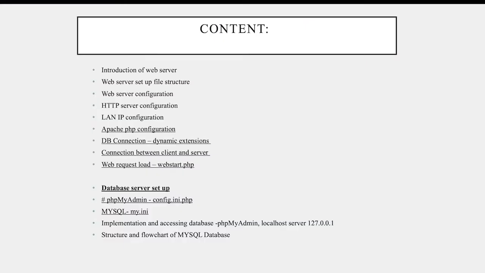So basically this is the content I need to cover today, which is the introduction of the web server and the web server setup, file structure and the web server configuration, HTTP server configuration, the LAN IP configuration, the Apache HTTP configuration, a database connection which is using the naming extension, and the connection between the client and server, and the web request loop using the webstart.php, and also configure the database server setup. We're using phpMyAdmin and MySQL as well, and the localhost for my database is 2127, and we also cover the structure and flowchart of my MySQL database.